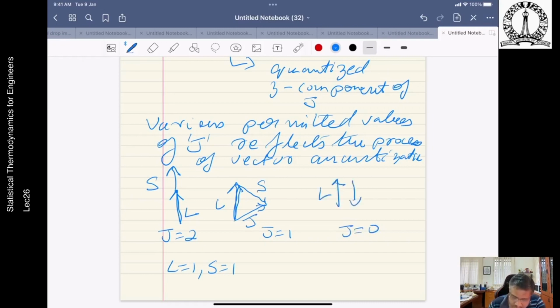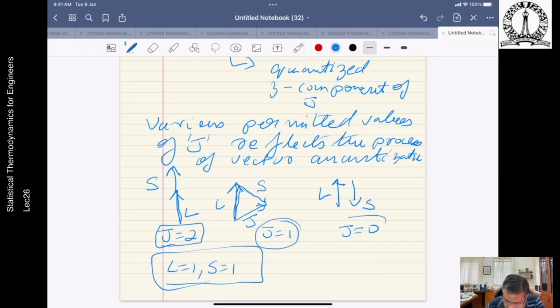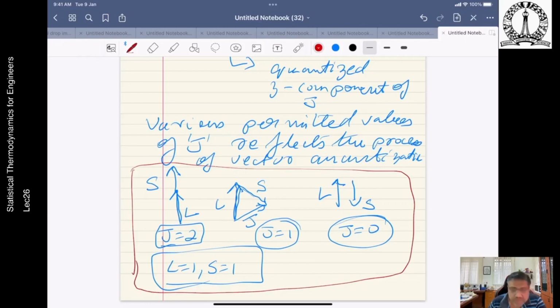It's like this. So this is additive because these two are unity. So this is 2, same direction. These are all unity, so therefore this is j equal to 1 and this is j equal to 0. So this is how the L and S, if they are all unity, this is the way the vector quantization actually happens.